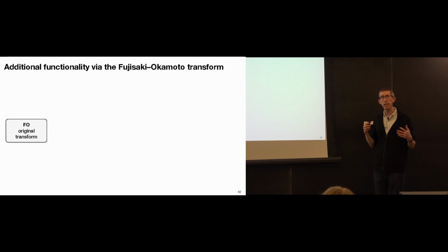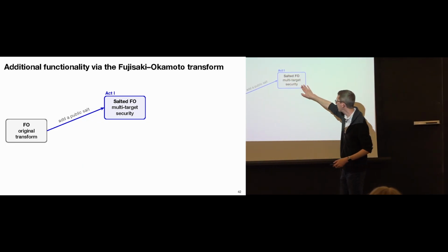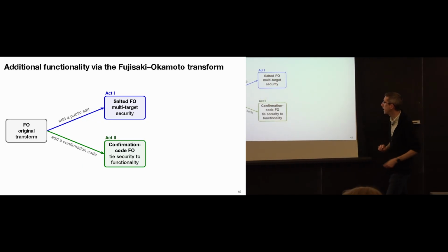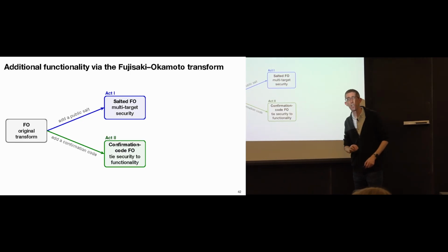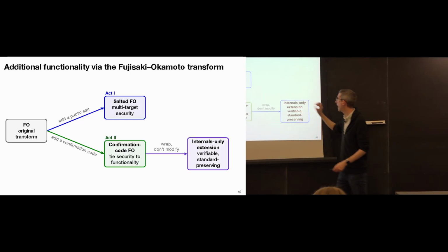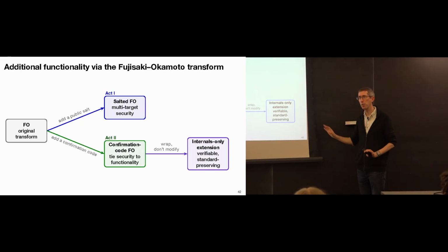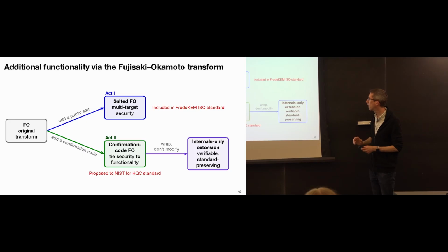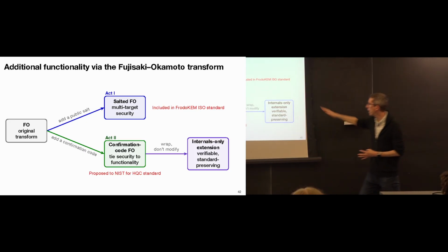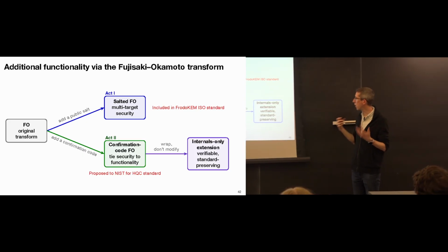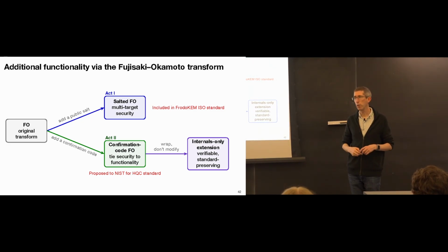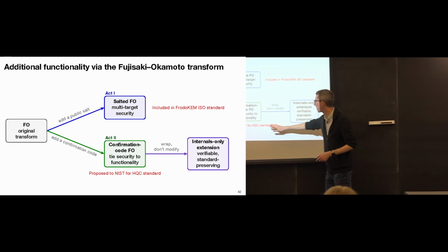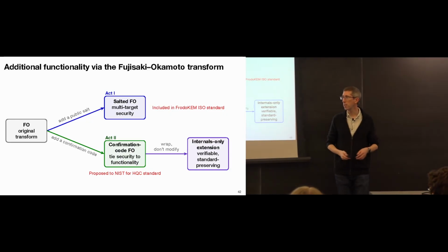All right, and the common approach for addressing these was to modify the Fujisaki-Okamoto transform. Right? So in one of them, we added a salt, and that got us multi-target security. And in the other, we added a confirmation code to tie security to functionality. And we found an extension where we didn't have to modify the internals of the algorithm, to preserve standards compliant implementations. And both of these have already had some impact. The first version, the salted version, is included in the MLChem standard, and we've talked to NIST about the second one for them to include before standardization is finished.